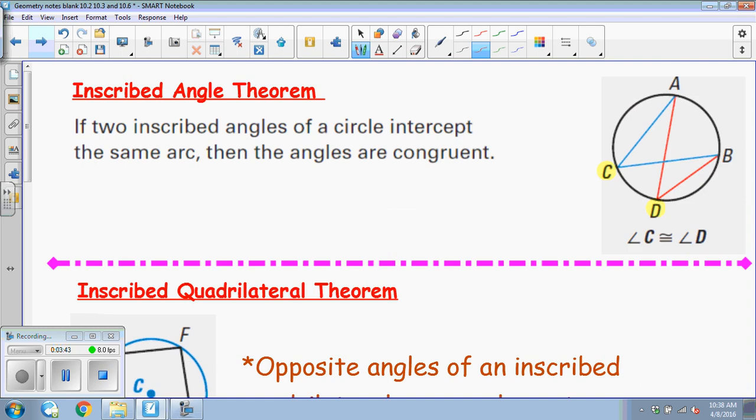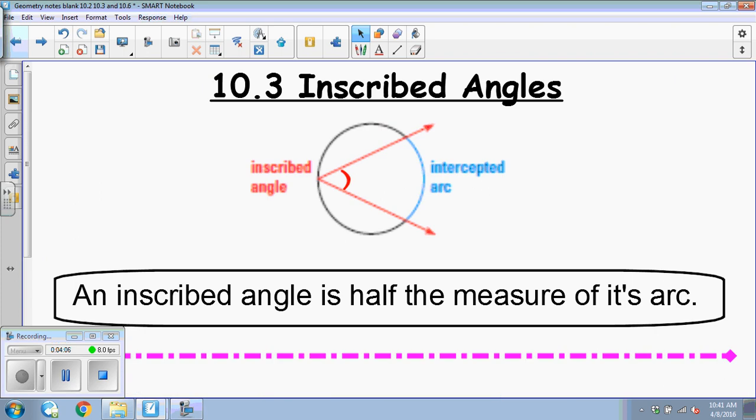So let's look at the first inscribed angle theorem. And I'll let you copy this down and we'll talk about it. This inscribed angle theorem says if two inscribed angles of a circle, so you have two inscribed angles inside the same circle, if they intercept the same arc. Now, let's talk about the word intercept for a minute. First, I'm going to go back to this page. When we described an inscribed angle in this diagram, it says this is the angle and this is the intercepted arc. It just means that's the arc that that angle creates.